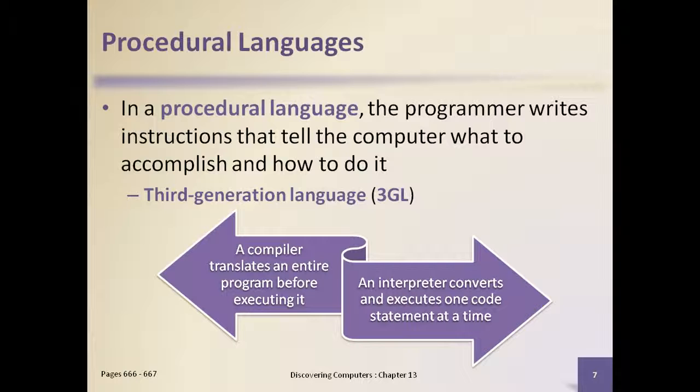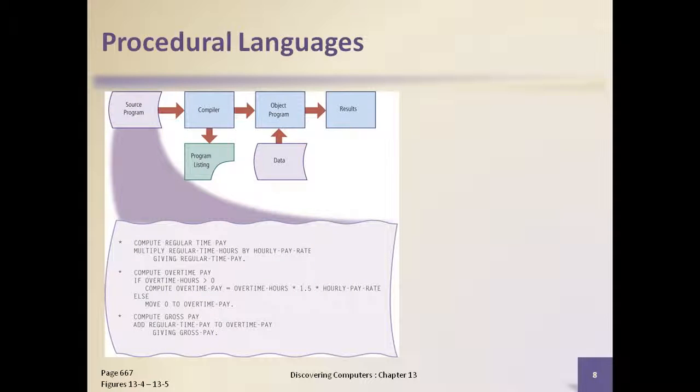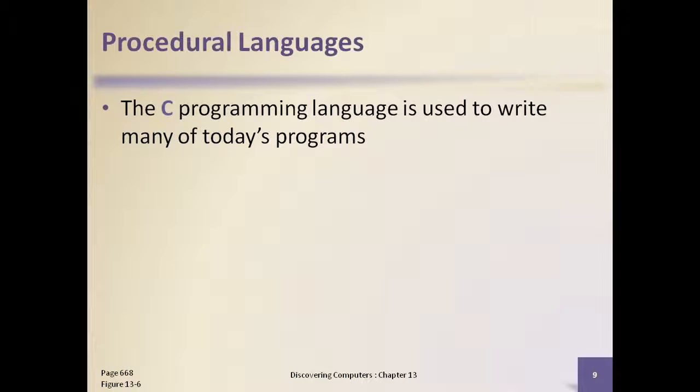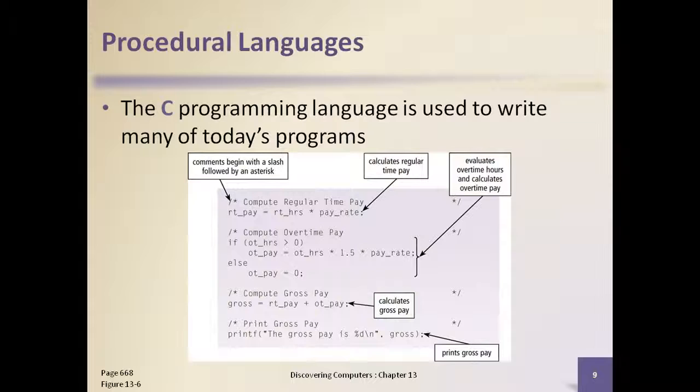The third generation language. Procedural language, source program, compiler, object program, results. Dan dari compiler program listing, data ke object program. Source program, data, interpreter, result. Procedural language.